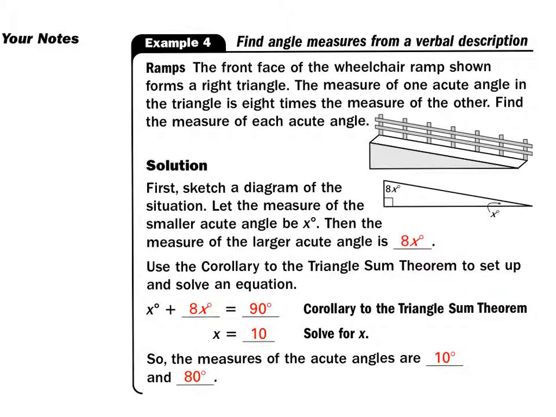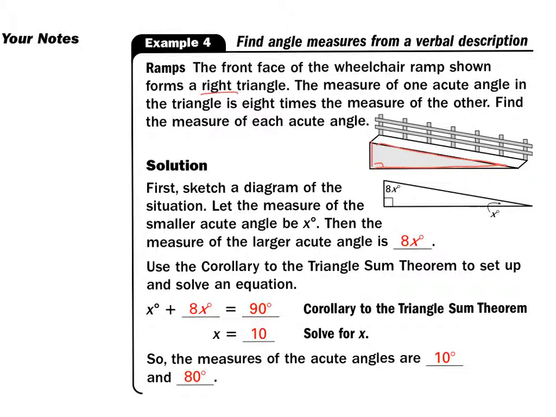Finally, a real-world application. Let's see how we can do this. Ramps, the front face of the wheelchair ramp shown forms a right triangle. So this is the wheelchair ramp, and the front face is right here. This is the front face, and that's a right angle. That's what it says so far, right? So we've got one piece of information.